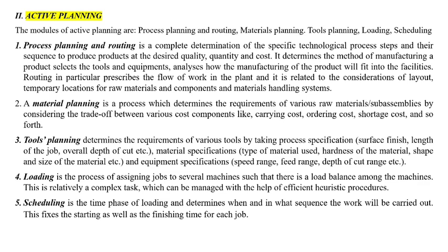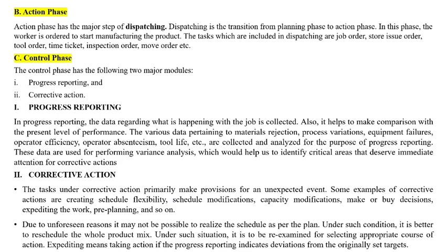We go to the active planning. We have the process of planning and routing, material planning, tools planning, loading as well as scheduling. These are the 5 processes involved in active planning. Coming to the second phase, action phase.